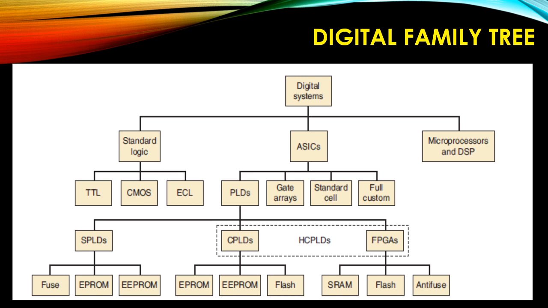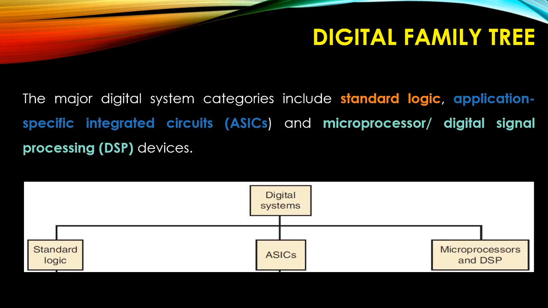So let us now look into the digital family tree. In this we can see the family tree of a digital system, which has been broadly classified under standard logic, then ASICs, that is application specific integrated circuits, then microprocessors and digital signal processing chips. The major digital categories, as we have already seen, are standard logic, ASICs, and microprocessor and DSP. We will have a very brief look into the different systems that are available under these broad categories.